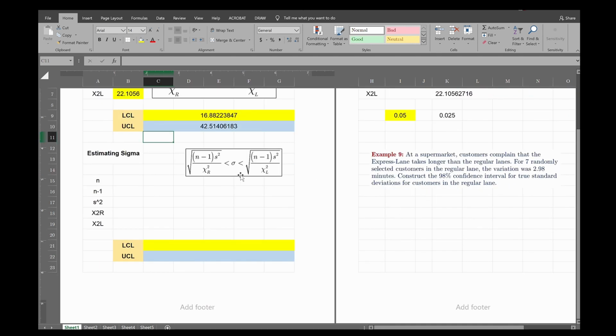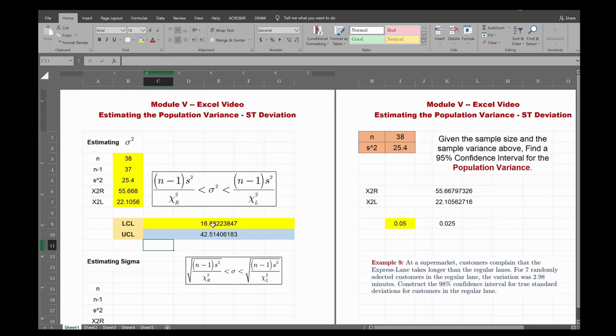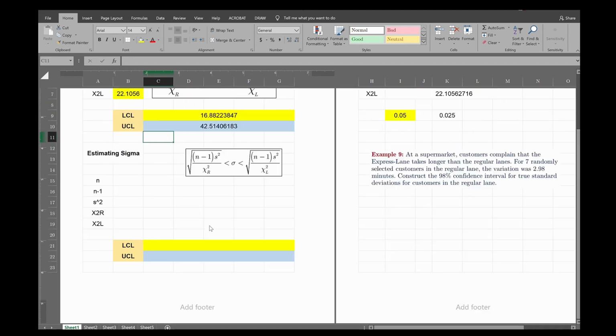The next one is the same type of problem, but it's asking you for a 98% confidence interval, and it's asking you to do it for the standard deviation and not variance, which means I need to put square roots around the left-hand side and right-hand side part of the formula from above, and I don't write sigma squared, I write sigma. So it's pretty much the same thing. It tells me at a supermarket how many lines are there for 7 randomly selected customers, so n is 7.